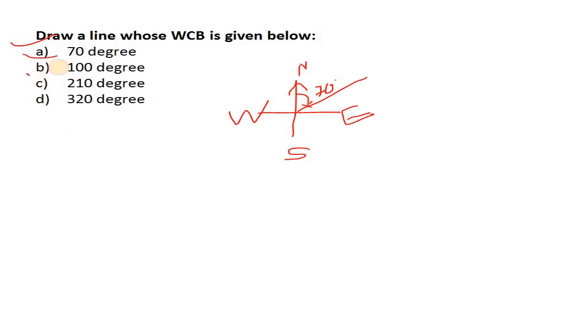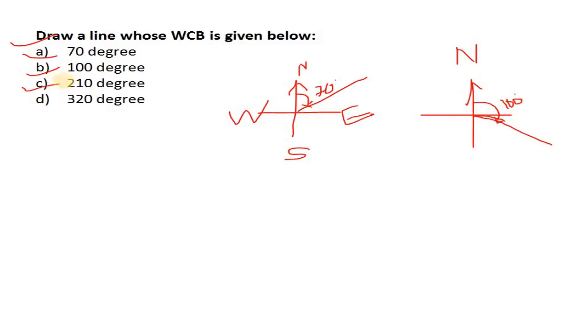Okay, now come to B. 100 degree, I need to draw 100 degree. So first I say draw this meridian. Where will 100 degree be? 100 degree means, you know, this angle is 90 degree, so the line goes beyond this quadrant, the line lies in this quadrant. So first this will be the line. So what will be the 100 degree WCB? This angle will be the 100 degree.